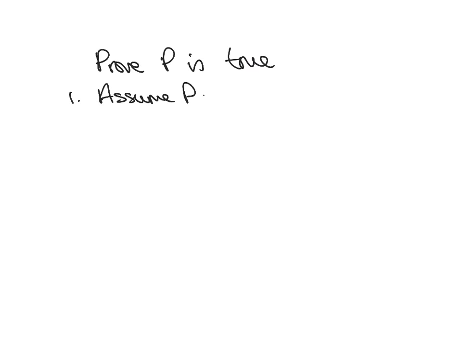This is a video about proof by contradiction. Suppose we want to prove that a statement P is true. So the method of proof by contradiction, first of all, we assume that P is false. So in other words, not P, the negation of P, is true.